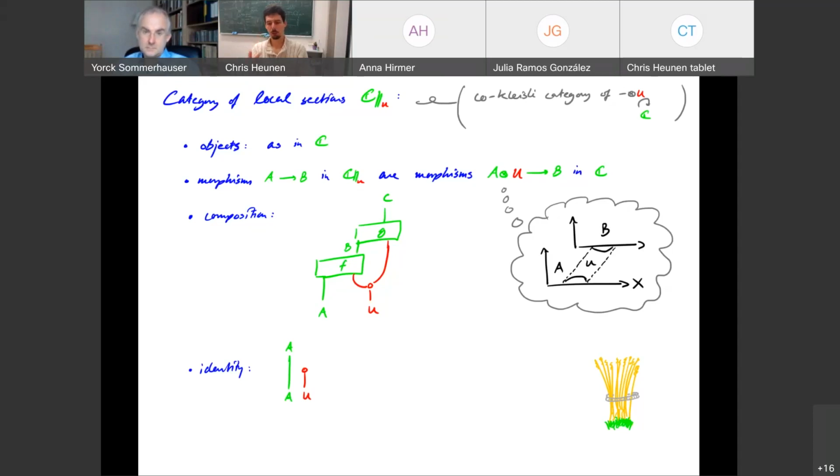So what do I do? I copy the U, which I can do because it's a central idempotent. I use one copy to feed into the F, and then I use a second copy to feed into the G. And that's how I define composition. You can prove that this is associative, and you can prove that it has identities. What's the identity on the object A? It has to be a morphism from A tensor U to A in the big category C. And what do I do? I keep A as it is, and I just forget about the U. So it's A tensor little u, if you like.